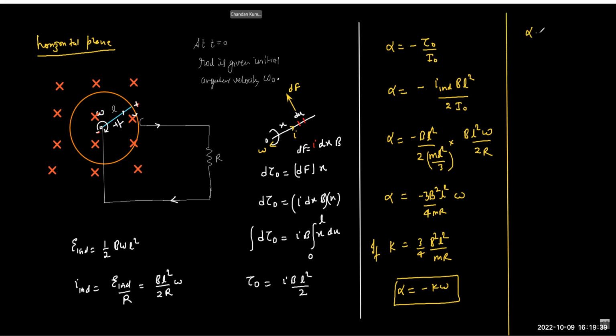Because alpha is minus K omega, we can write alpha equals d omega by dt, and that is minus K omega. So we know how to solve this differential equation.